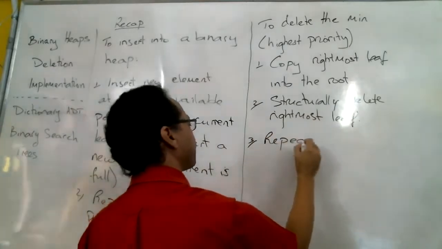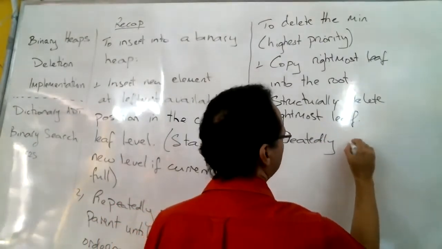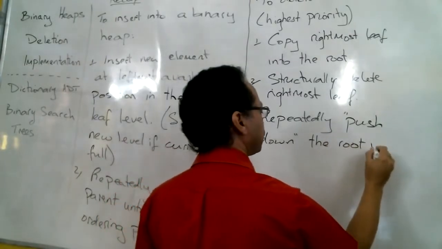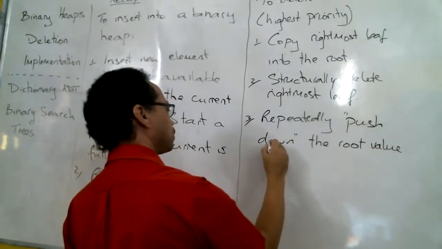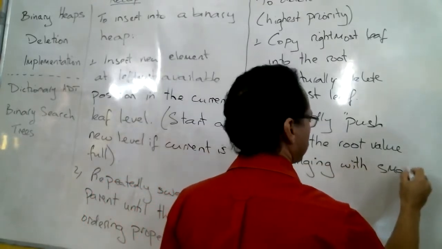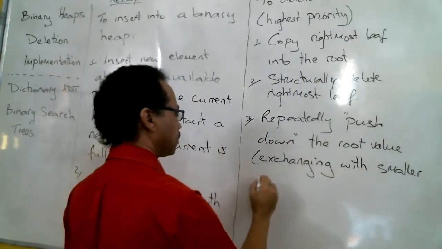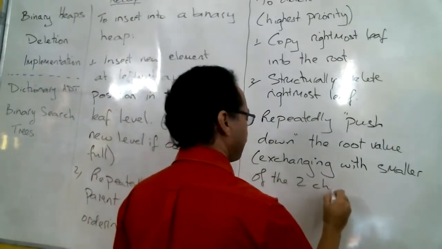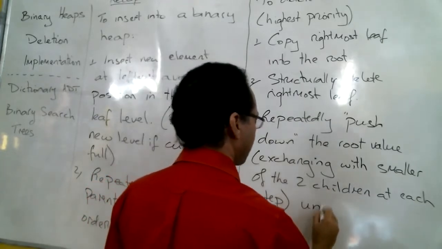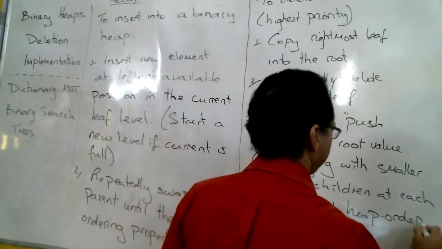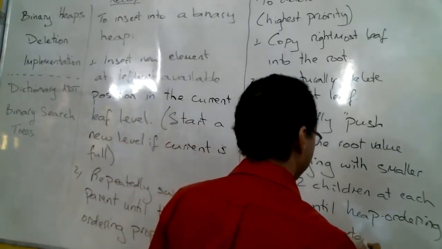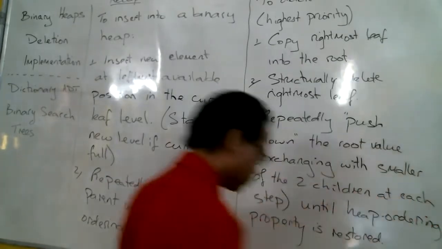And then repeatedly, let's call it push down the root value, exchanging with the smaller of the two children at each step until the heap ordering property is restored. Okay, let me sketch that for you.